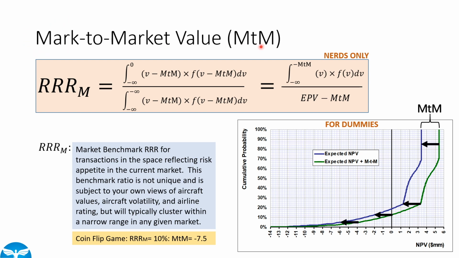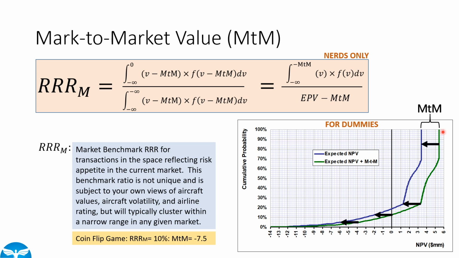The definition of the model value, or the MTM, is quite complex mathematically, and this is not really something you can solve analytically. And this formula here, don't worry about this. This is only for true nerds if you want to dig into this and see how it works. But for everybody else, you can illustrate this in the NPV cumulative probability diagram here. And you can see if I have a loan, in this case a loan that is represented by the green NPV distribution, and I calculate a risk-reward ratio for that.